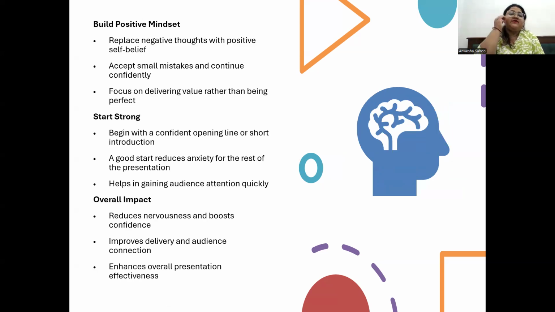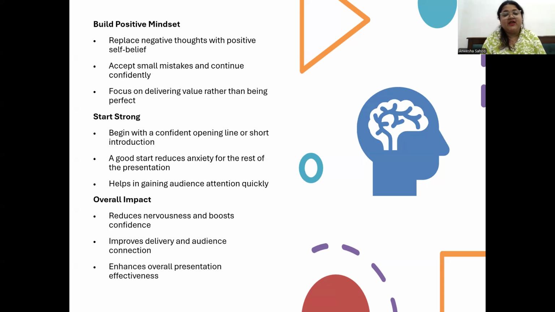Also, build a positive mindset. Replace all kinds of negative thoughts with positive self belief. Always say to yourself that I can, I will be able to present. What are you presenting? You are presenting a fact that you want to share with your audience. So just accept small mistakes and continue confidently. If you slip a word, if you slip a point, just don't panic. You just confidently continue with your presentation.